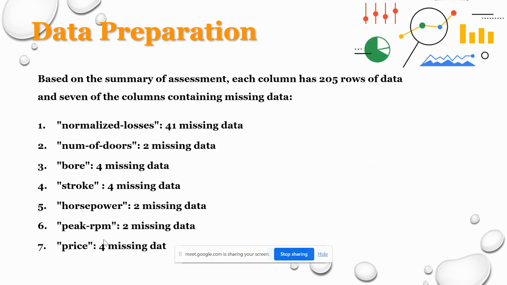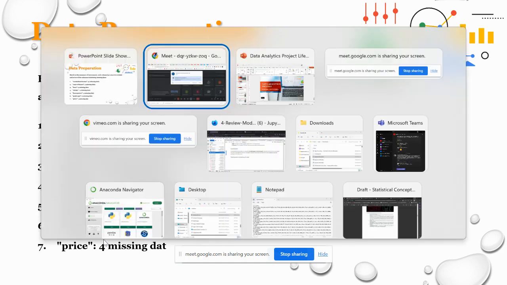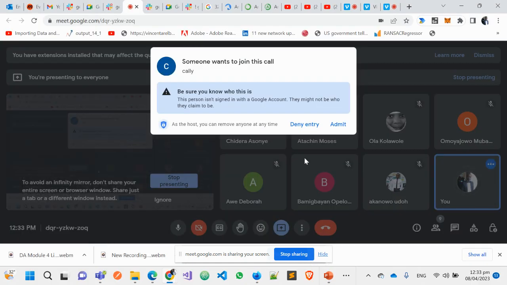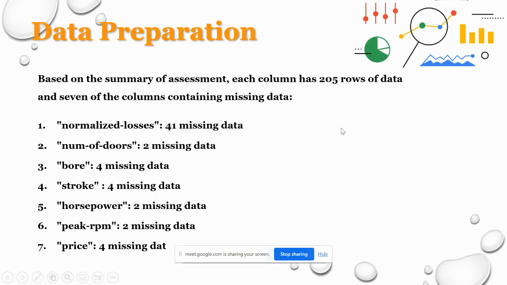In terms of data preparation, based on the summary of assessments, each column has 205 rows of data and 7 of the columns contain missing data. So I am reporting from the standpoint of me presenting my data, and by that I am ensuring that I give information about my data sets, what I discovered, and what I did subsequently to arrive at my outcome.